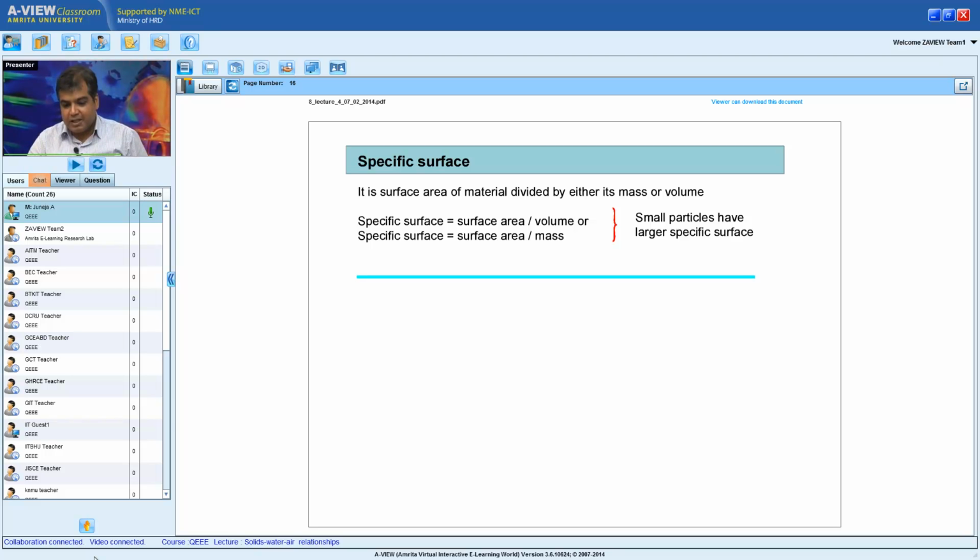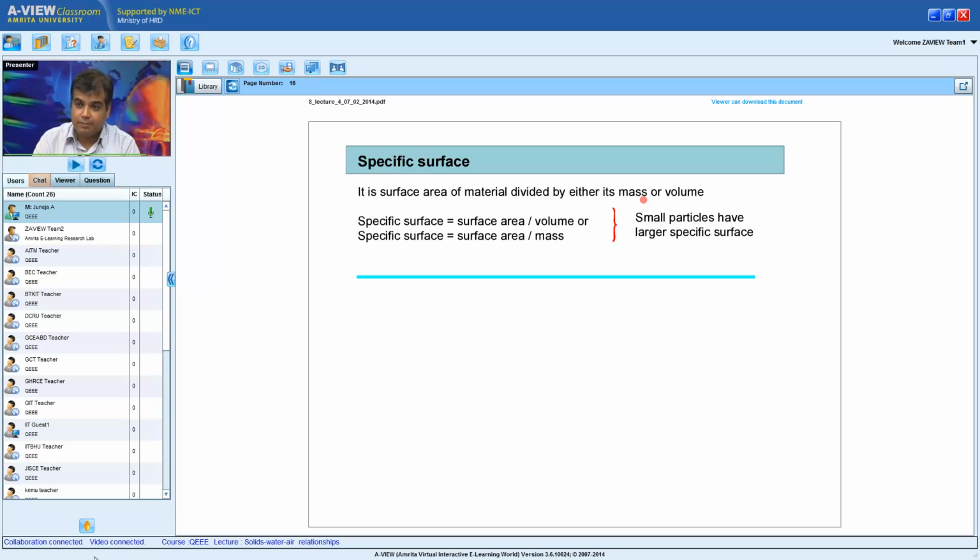So specific surface can be defined as surface area to the volume. It's a ratio, a specific area divided by volume, or a specific area divided by mass. You could use any one of these two definitions; it's still specific surface for us. The important thing is, the smaller the particle, the greater the specific surface.